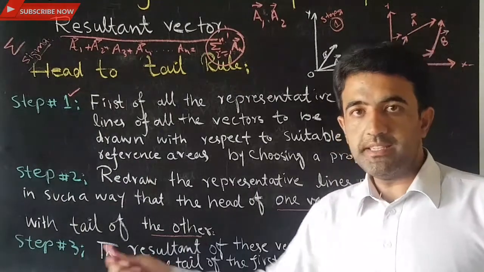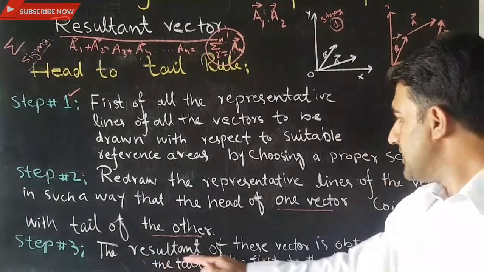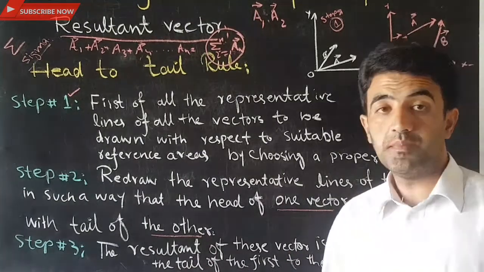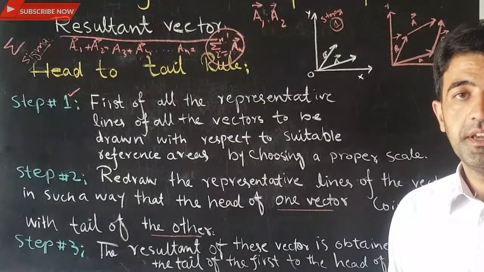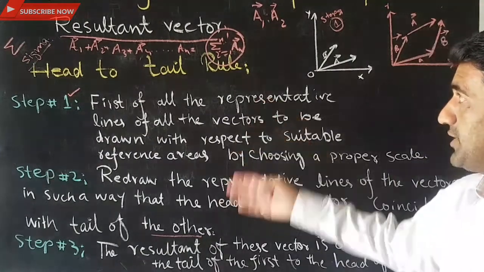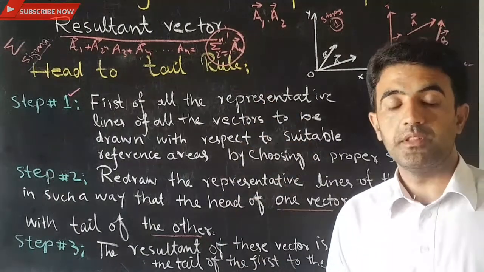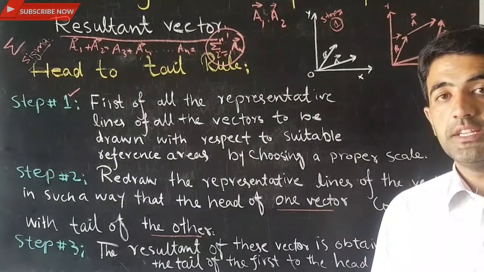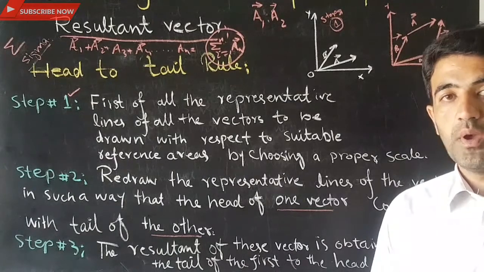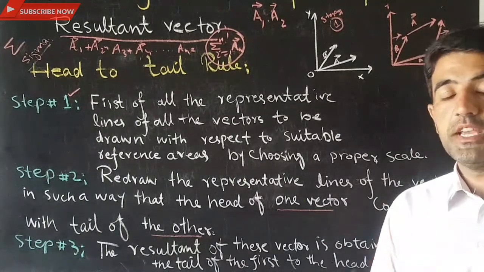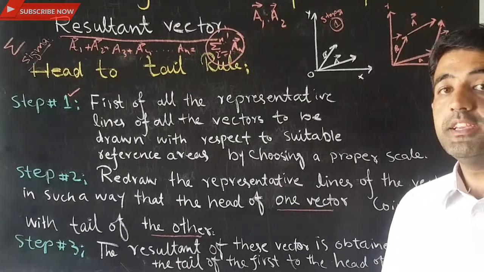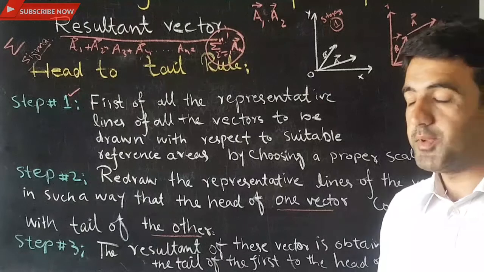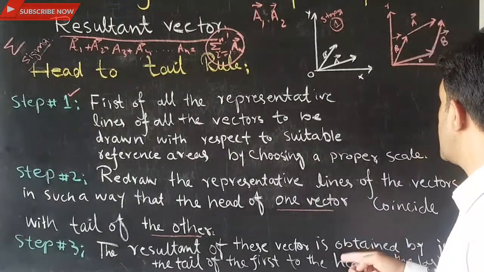Step number 3 is about the resultant of these vectors, which is obtained by joining the tail of the first to the head of the last vector. Here the whole topic has been summed up in this step number 3. Here I described that you should add and draw the resultant vector. You should obtain the resultant vector by joining the tail of the first to the head of the last vector in the graphical method. Especially, this is the head-to-tail rule's last point.